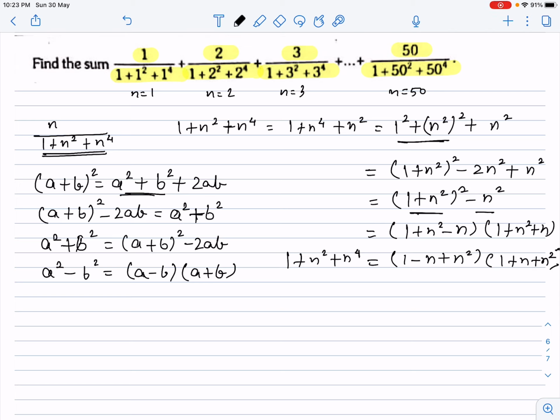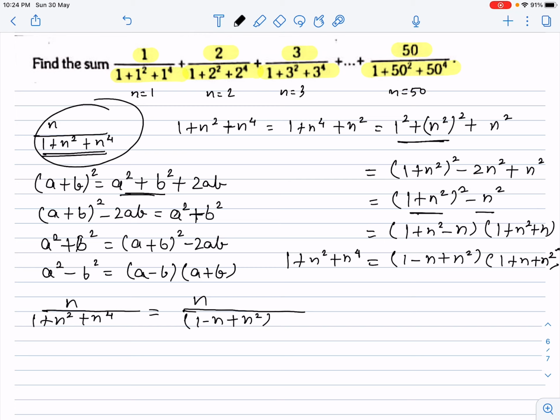So guys, now I'll break this: n divided by 1 plus n square plus n power 4. That is n divided by 1 plus n square plus n power 4, which can be written as n divided by 1 minus n plus n square multiplied by 1 plus n square.